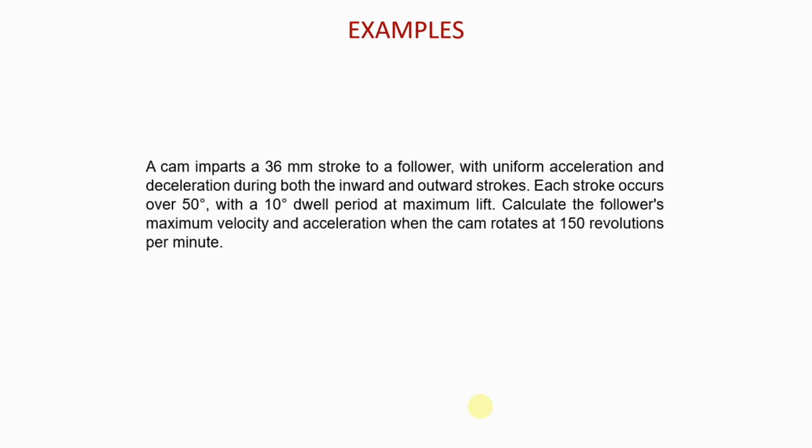The first one is: a cam imparts a 36 millimeter stroke to a follower with uniform acceleration and deceleration during both the inward and outward strokes. Each stroke occurs over 50 degrees, with a 10-degree dwell period at maximum lift, okay? So for 50 degrees, it rises, 10 degrees, it will dwell, and then 50 degrees, it falls, and 10 degrees, it dwells, just like that. So the cam will rotate through 50 degrees as it is rising, and then the cam will continue rotating for another 10 degrees, but then the follower will be dwelling, and then after that, the cam continues to rotate, and now for the next 50 degrees, the follower will be falling, okay? So this is the situation that you have.